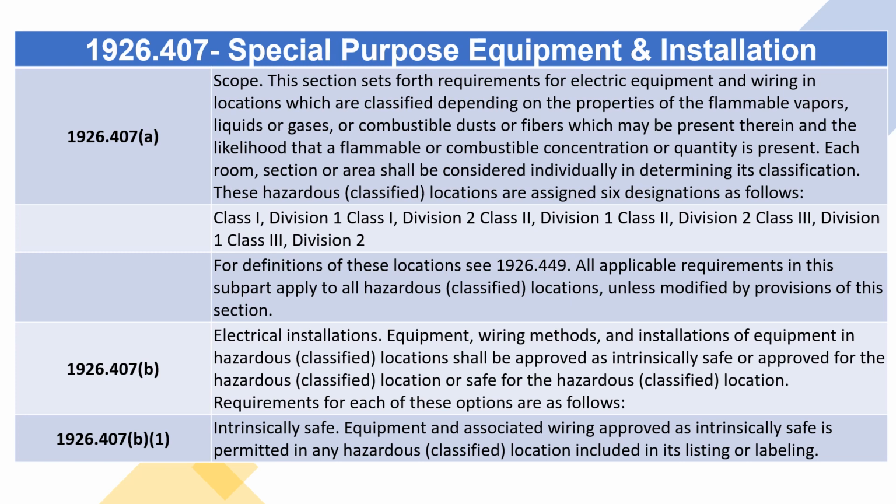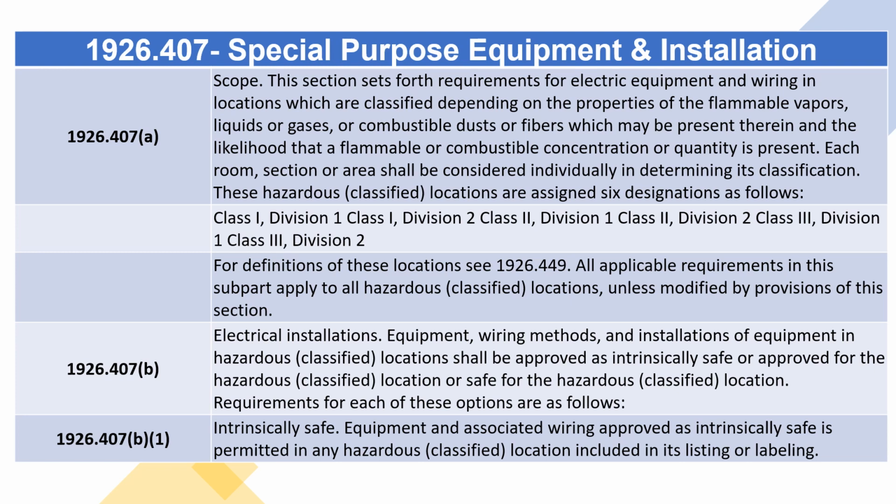These hazardous, classified, locations are assigned 6 designations as follows. Class 1, Division 1; Class 1, Division 2; Class 2, Division 1; Class 2, Division 2; Class 3, Division 1; Class 3, Division 2. For definitions of these locations see 1926.449. All applicable requirements in this subpart apply to all hazardous, classified, locations, unless modified by provisions of this section.